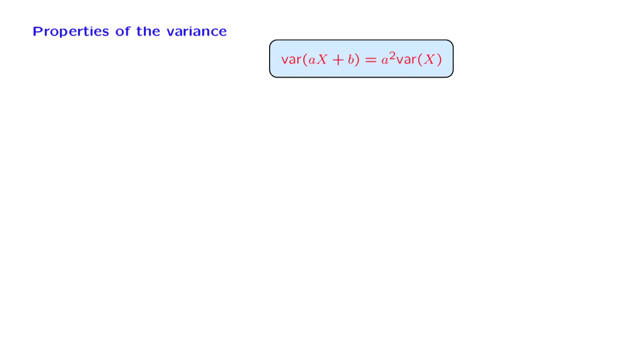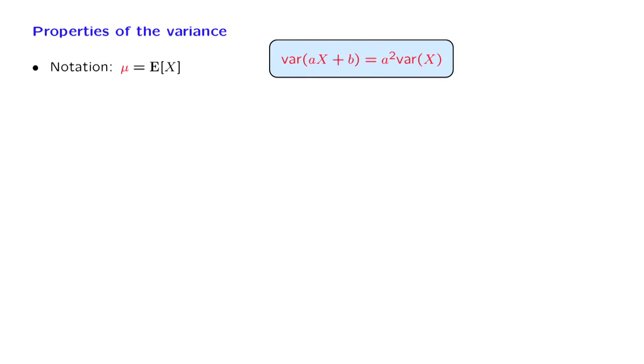Let us now take a quick look at some of the properties of the variance. We know that expectations have a linearity property. Is this the case for the variance as well? Not quite. Instead, we have this relation for the variance of a linear function of a random variable. Let us see why it is true.